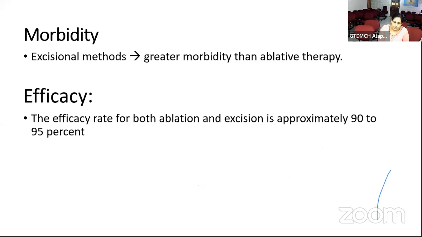So the excisional procedures have greater morbidity compared to ablative therapy. The efficacy rate of both ablation and excision is approximately 95%. The differentiating factor is that with excision you have a specimen, you can send it for histopathology, and you have a record of what we have done for this patient.